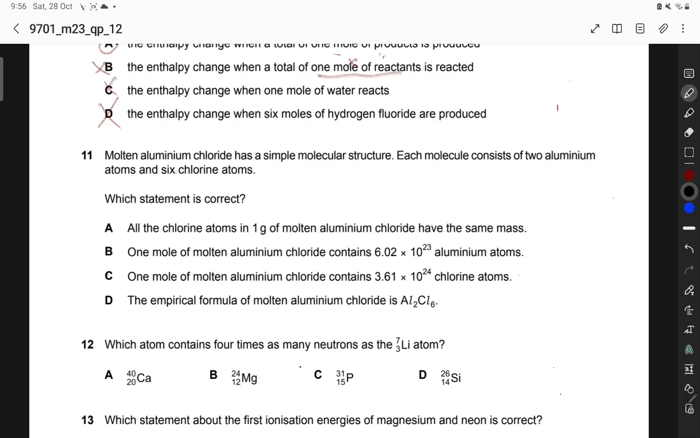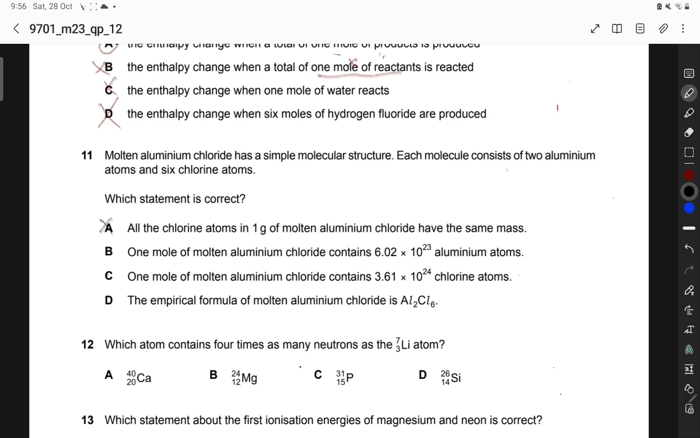Question number 11. Molten aluminum chloride has a simple molecular structure. Each molecule consists of 2 aluminum atoms and 6 chlorine atoms. Which statement is correct? All the chlorine atoms in 1 gram of molten aluminum chloride have the same mass. No, this is not correct. 1 mole of molten aluminum chloride contains 6.02 × 10^23 aluminum atoms. 1 mole of molten aluminum chloride.